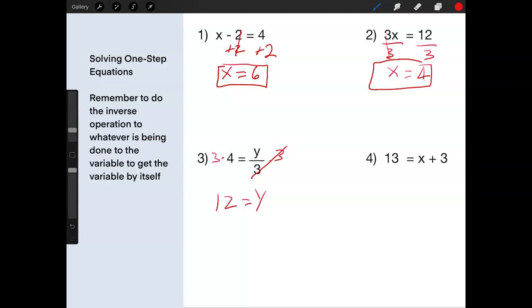We substitute back in. 12 divided by 3 equals 4. And that checks out. I always like to write my final answer with the variable first. We have y equals 12.